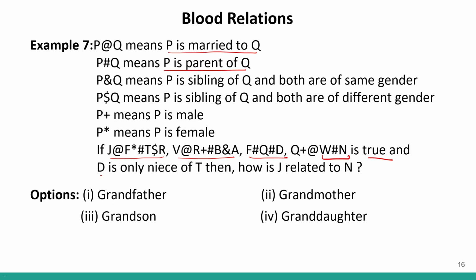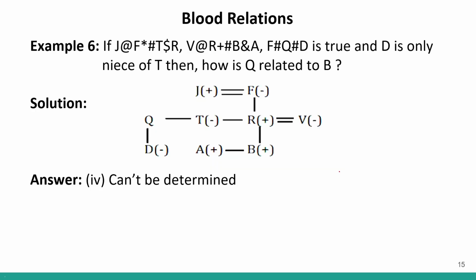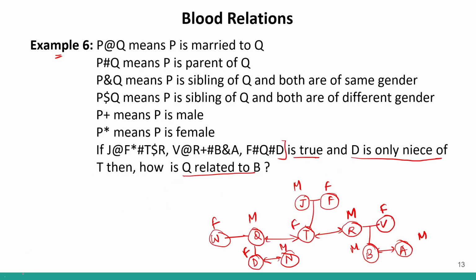Okay? D is the only niece. We have to find out how J is related to N. So let us go back to the arrangement. Where is J? J is over here and N is over here.